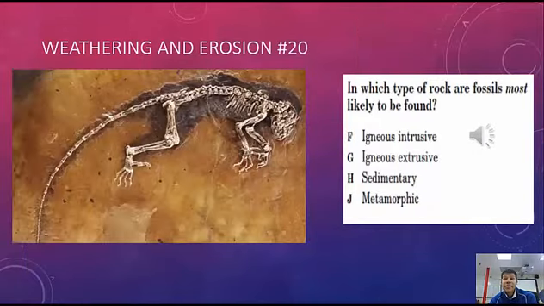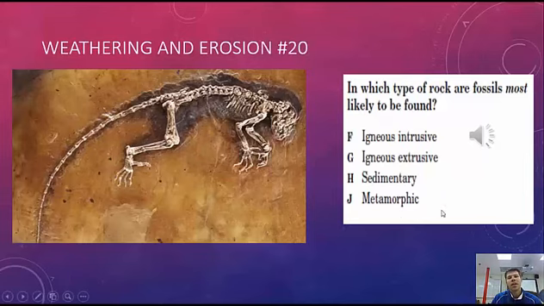Alright, number 20, this is a good question. Which type of rock are fossils most likely to be found in? If you know the difference between an igneous rock, a sedimentary rock, and a metamorphic rock, this should be an easy question. Since igneous rocks are formed from the cooling of lava for the igneous extrusive, or magma from the igneous intrusive, you're not going to have any fossils. You're not going to have an animal that was able to be preserved for millions and millions of years. If it was in lava or magma, it would have been destroyed.